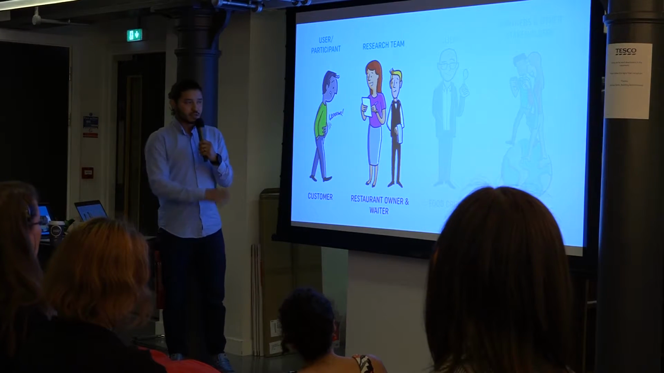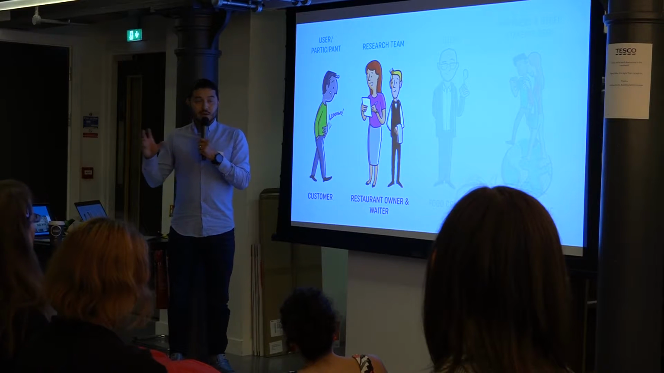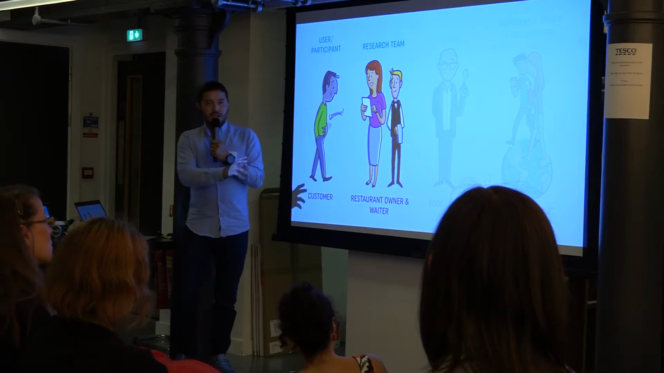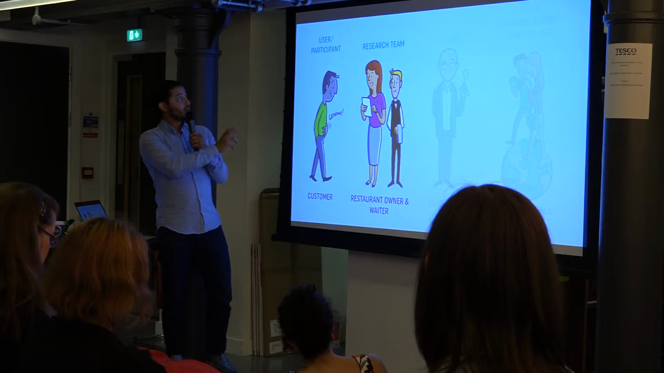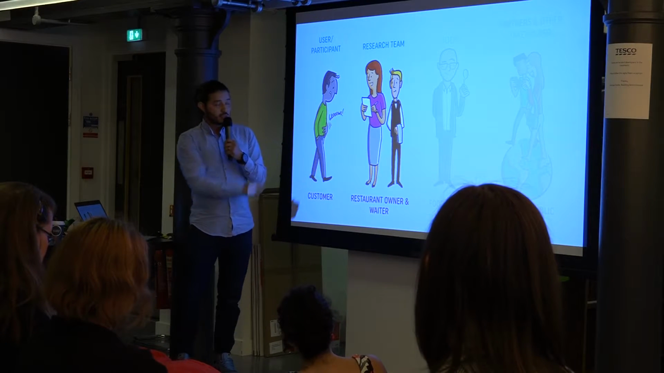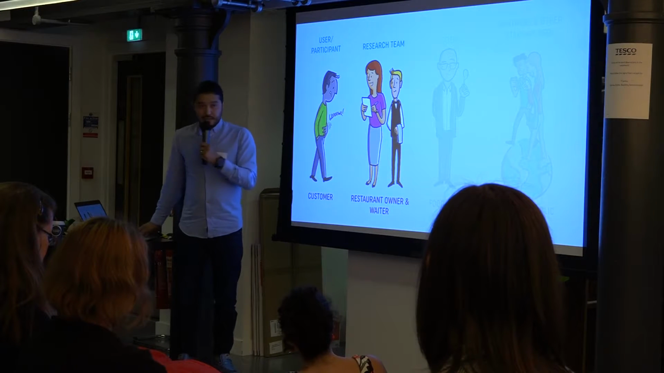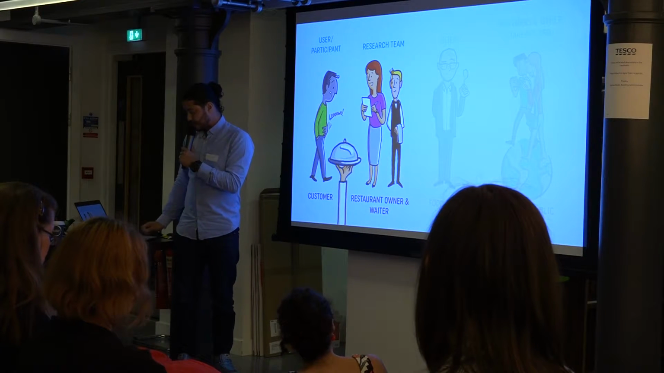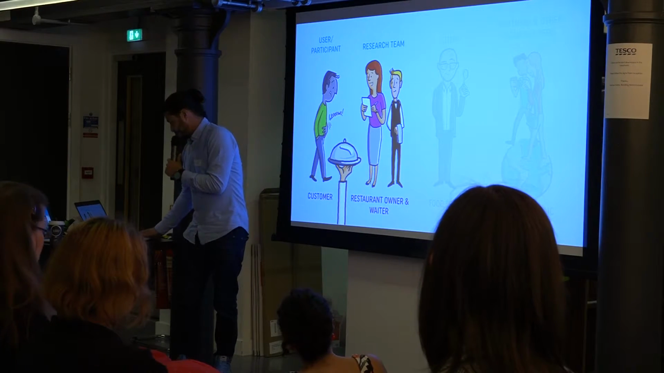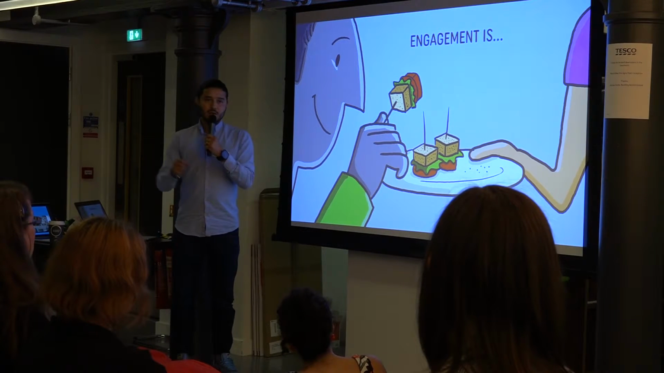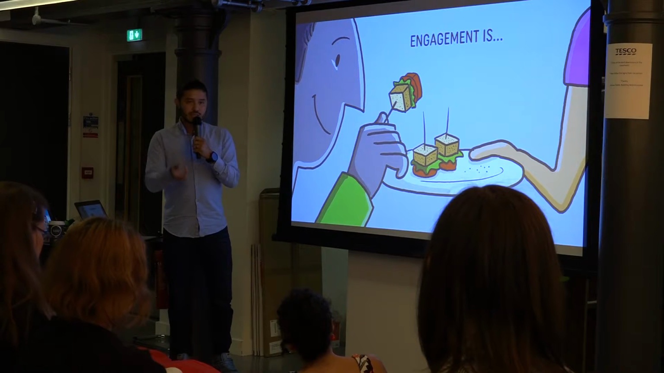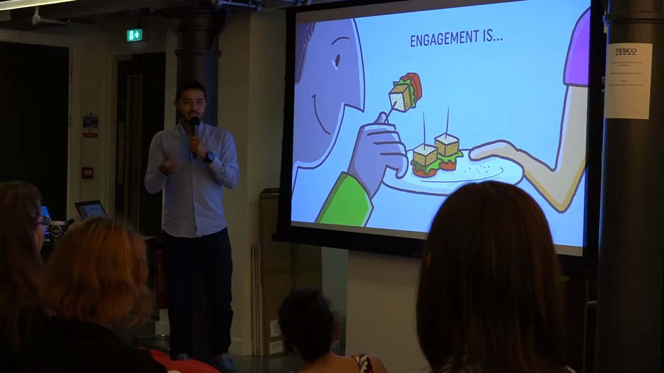So I'm going to start by talking. I haven't said much about what engagement is, so I'm going to start talking about how these different parts connect. And the first one is going to be how users engage with the research team. And like I said before, this is where I come in. So here, this stage engagement is all about building interest, encouraging, and giving an incentive.